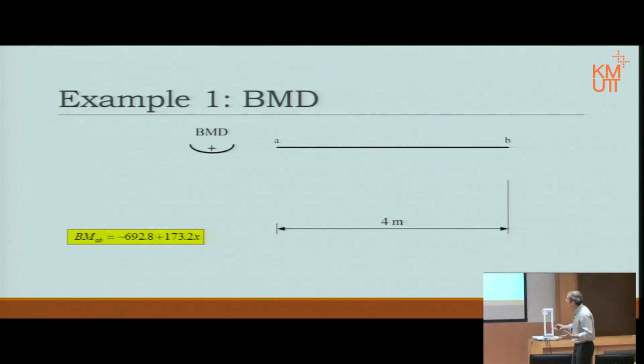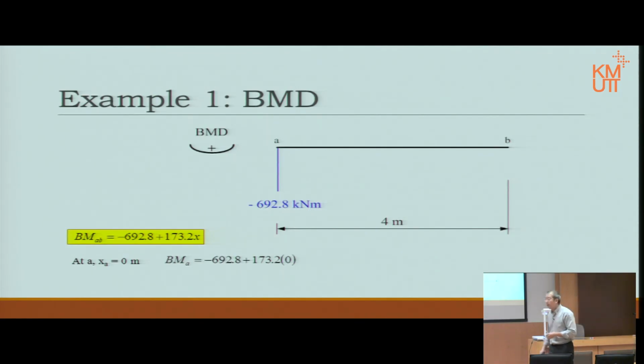Now, what is the beginning point? The beginning point is point A, where we assign x. Remember, x starts from A, therefore at point A, x equals 0. Substitute into the equation, then we can work out the bending moment at point A, okay? And then we mark the beginning point. The end point, point B, the x is 4 meters. Again, substitute into the equation, then we get the point, which is 0, right?